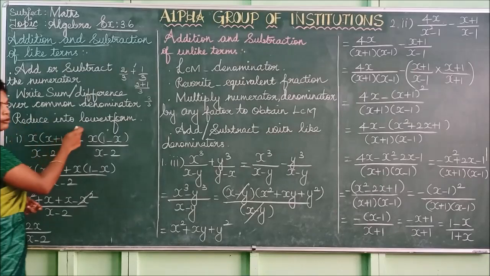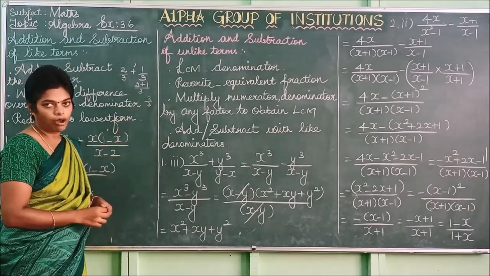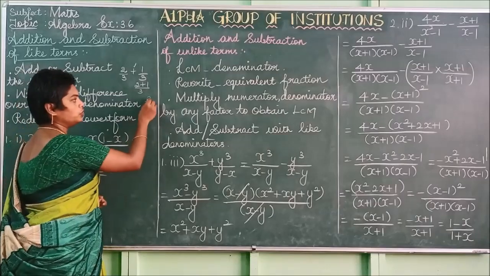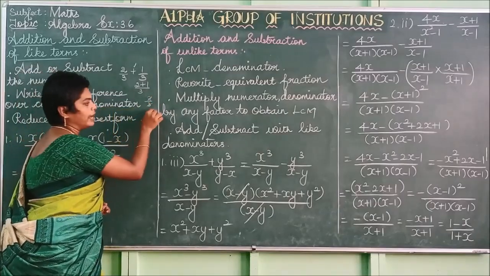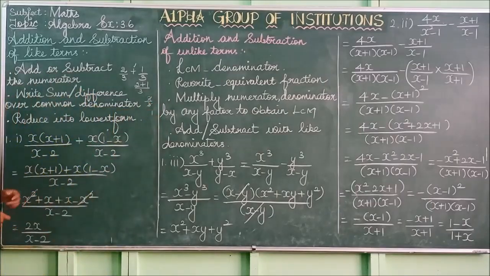Then reduce into the lowest form. Reduce means if there is any common factor, you have to cancel the values. So 3 and 3 come in the 3 table, and your answer will be 1. So this is for addition.